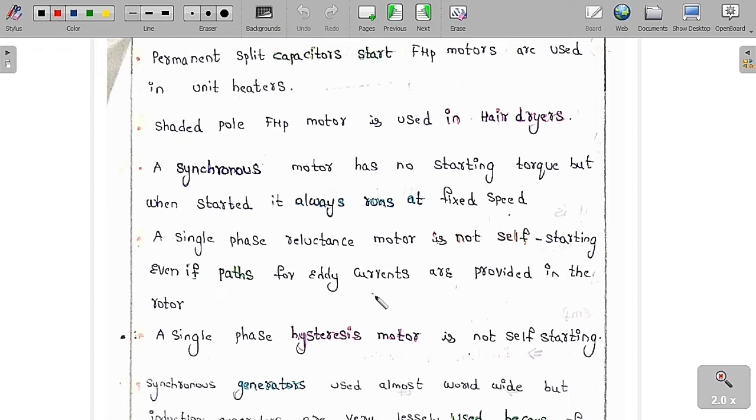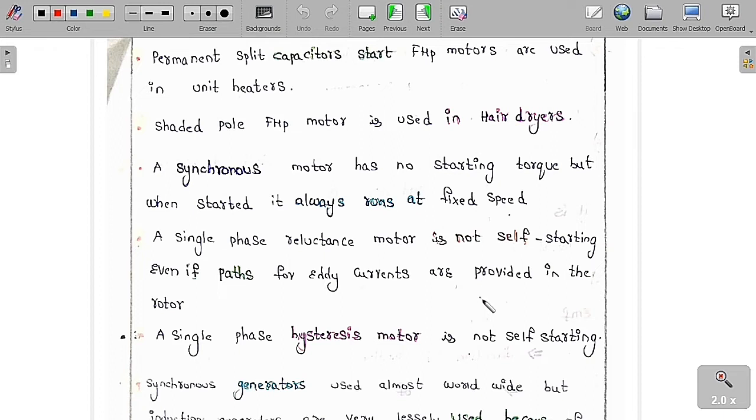I already told you a single phase synchronous motor is of two types: the reluctance single phase synchronous motor and the hysteresis single phase synchronous motor. A single phase reluctance motor is not self-starting even if paths for eddy currents are provided in the rotor. Even with the eddy currents initially, there will still be no initial torque. We can say that these are basically non-self-starting motors.